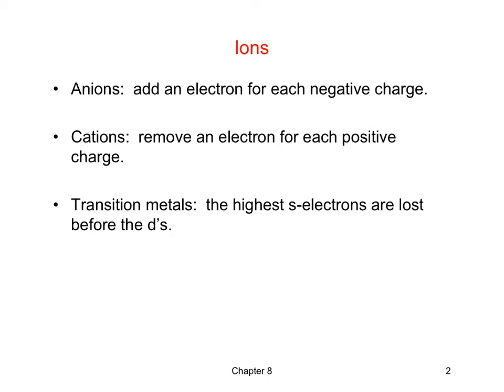And then the only thing that can be a little bit tricky about ions is when we're dealing with transition metals. So for transition metal ions, we actually lose the highest s electrons first, and then we start losing the d's. And I won't give any examples involving inner transition metals. So let's look at a couple examples.